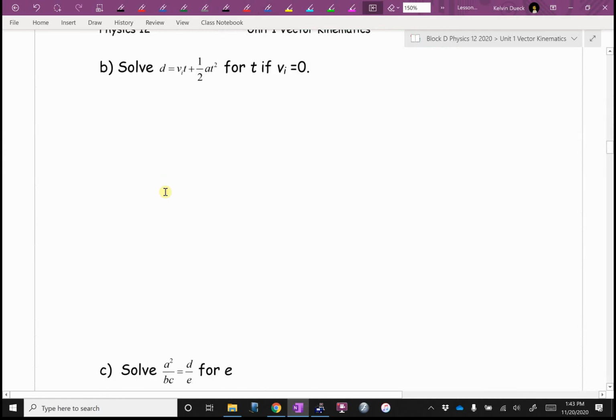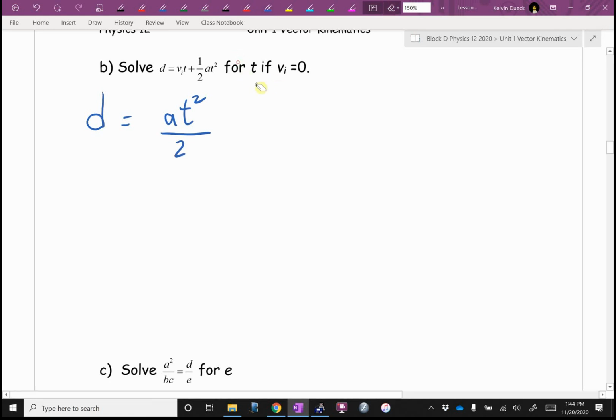B, we did last year. Solve d equals v_i t plus a half a t squared for t if v_i equals 0. What kind of an equation is this? It's a quadratic. If v_i isn't 0, you can't get the t by itself. You have to use the quadratic formula. But since v_i is 0, we really have this. d equals, and you could either write a half a t squared, or you might recall that I preferred to write that as a t squared over 2, because to me that looked prettier.